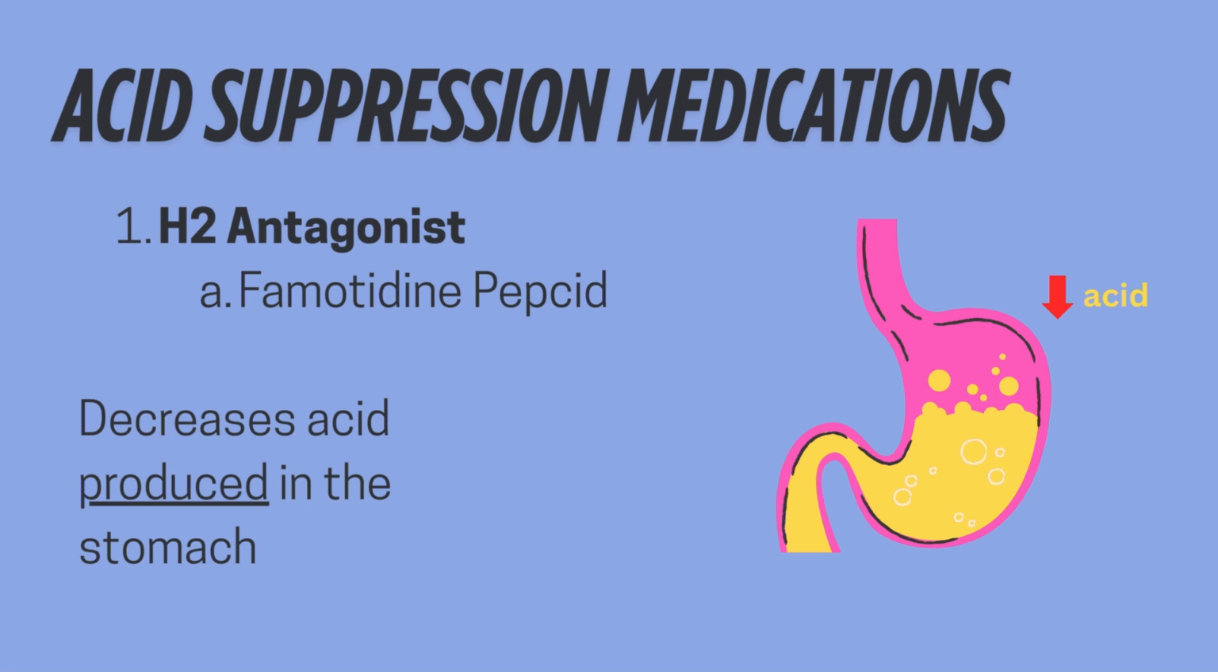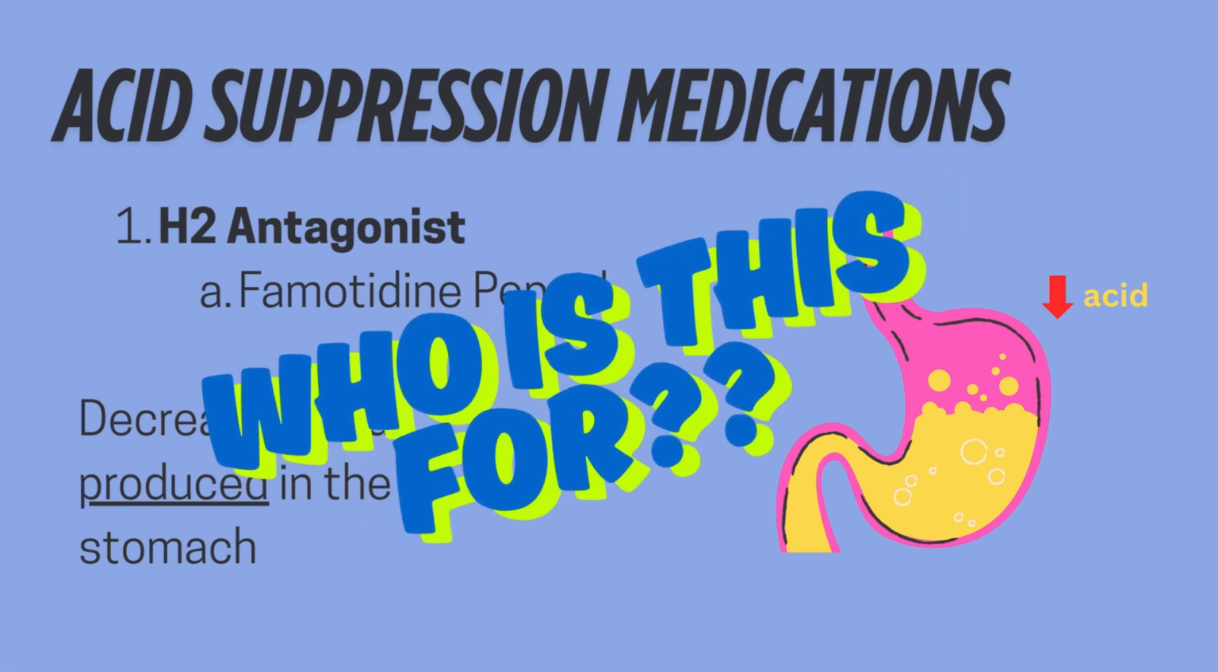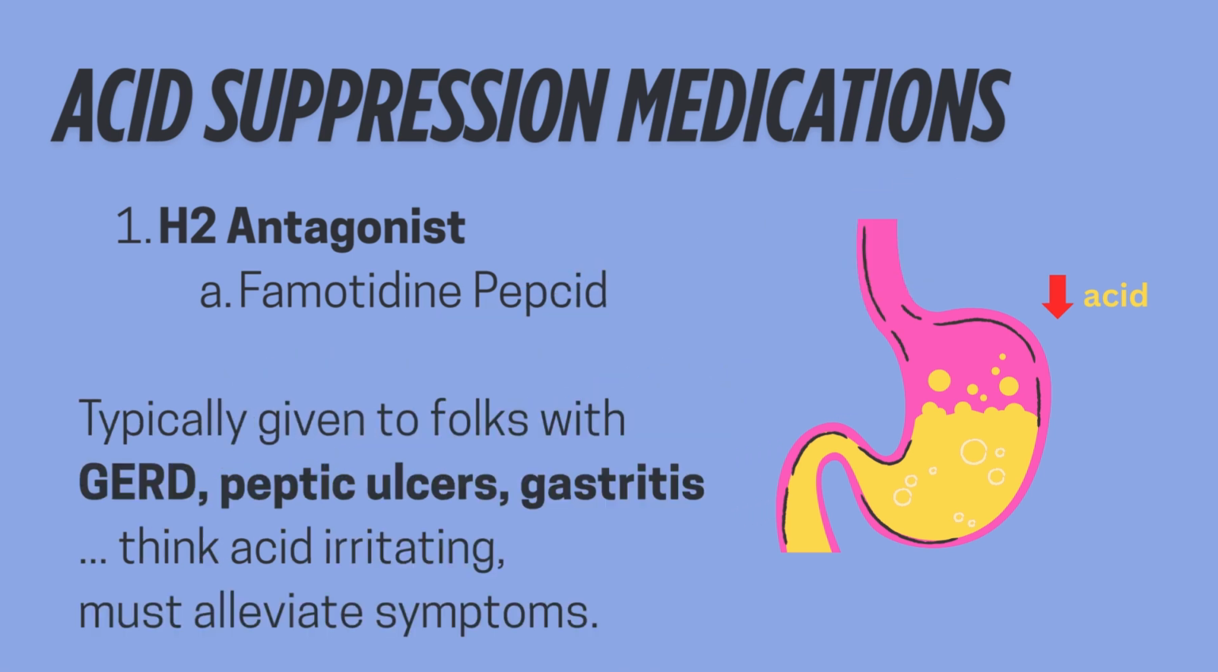So let's put our dietitian hat on, because that's the type of thinking you're going to need for the exam. When we think of decreased acid in the stomach, who is this for? Who would this benefit? Reduced stomach acid would really benefit someone with GERD, right? Because they have acid reflux and that acid is going up into their esophagus. So if there's less acid, then it would be less irritating.